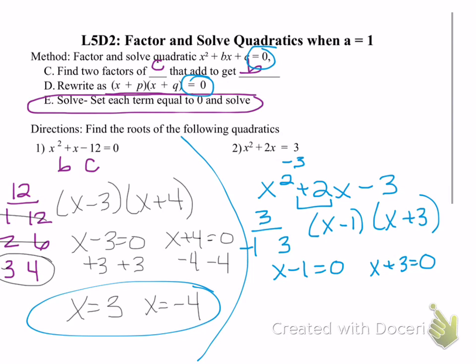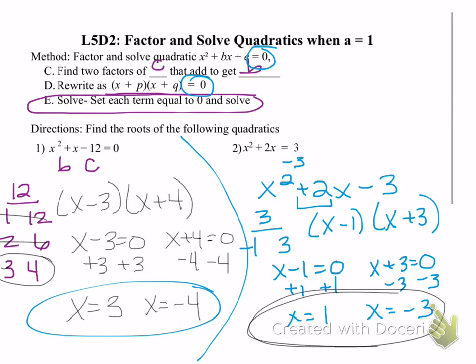Let's solve for x. Add 1 on both sides, I get x equals 1. Then I have to get rid of that 3 by subtracting: 0 minus 3 gives me x equals negative 3. Those are my zeros. Figured I'd sing through that one. Alright, so there's 1 and 2.